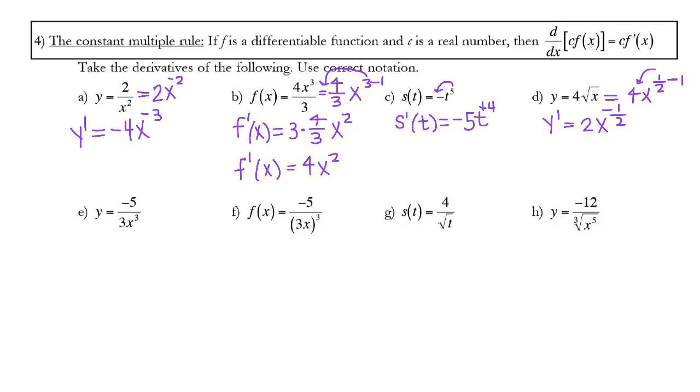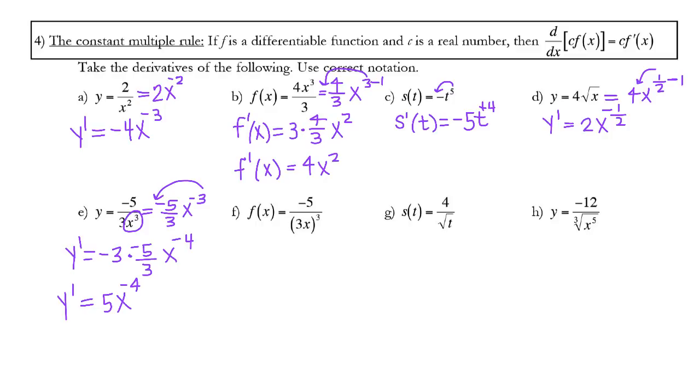Moving on to E. Same idea, I would separate this, and so you're going to get negative 5/3. I would write that as a fraction, and then this x, I'm going to move it to the top and be x to the negative third. So now when I write my y prime, again I'm multiplying that 3 down to the front, so I really have negative 3 times negative 5/3, and then x to the negative 3 minus 1, which is negative 4. And then to clear up the coefficient, it looks like I'm going to have a positive 5 and then x to the negative 4.